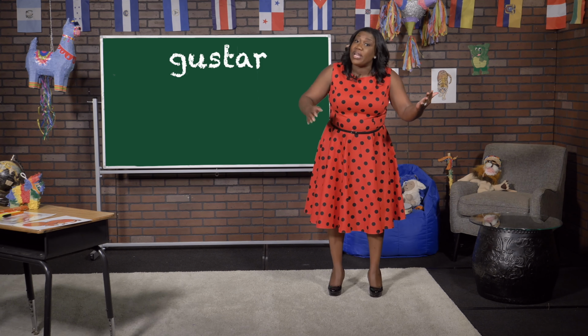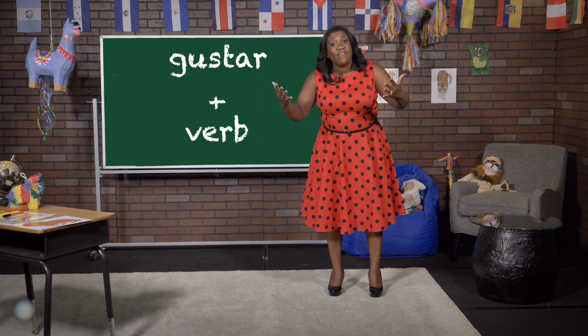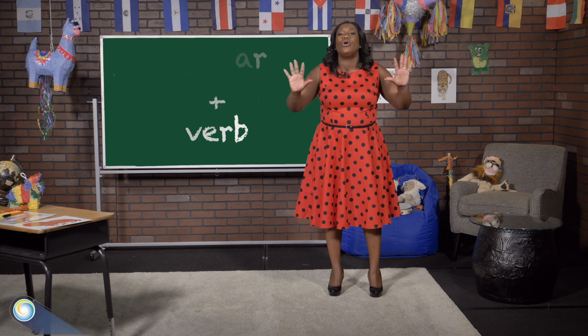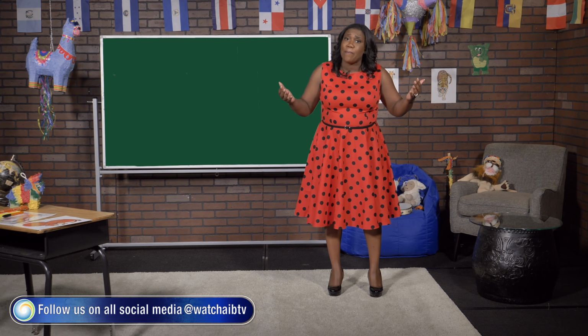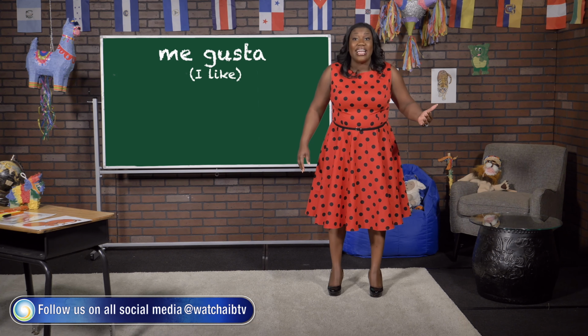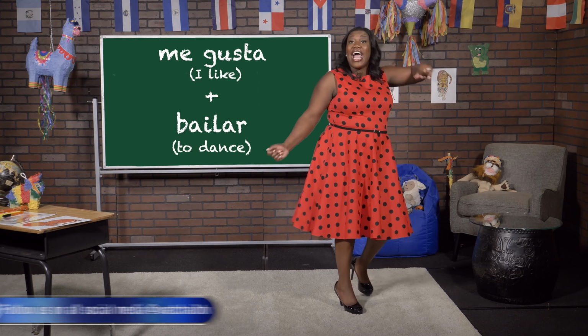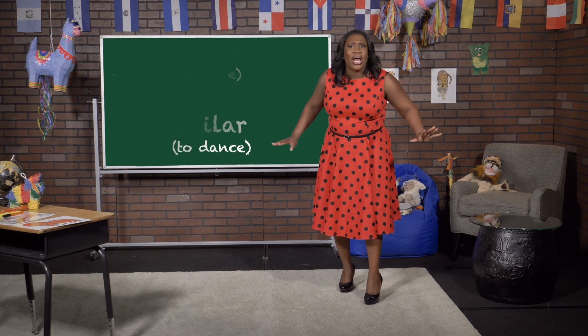We need the verb. We need gustar plus the verb, or the infinitive, which is just the verb in its full, pure form. For example, me gusta, I like, bailar, to dance. What else do you like? ¿Qué te gusta? Okay, muy bien. Me gusta escribir, I like to write. What else do you like to do? Let's try, me gusta leer, I like to read.